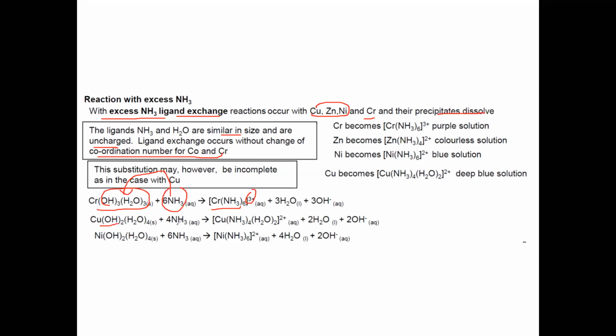Same thing for copper. It will form a deep blue, royal or inky blue solution because the precipitate dissolves. A ligand exchange occurs. It does not make a difference. For example, here you can see the first one.